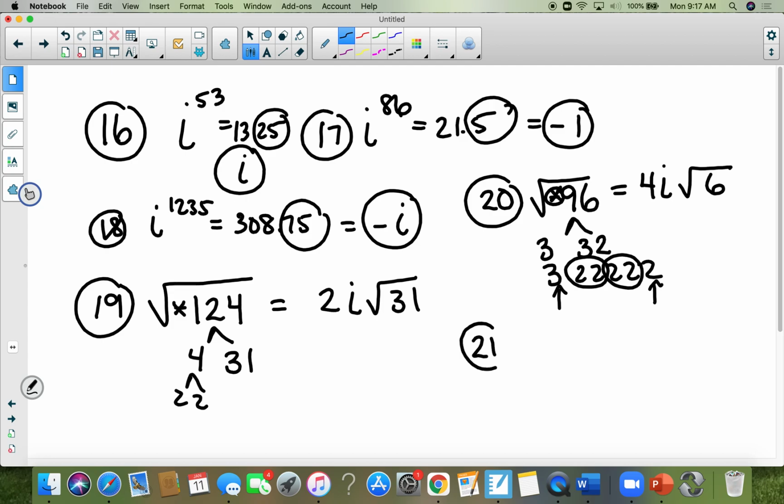And 21, 2i times a negative 4i is a negative 8i squared. If you look at the upper right top of that, you know that i squared is the same thing as a negative 1. A negative 1 times a negative 8 ends up being a positive 8.